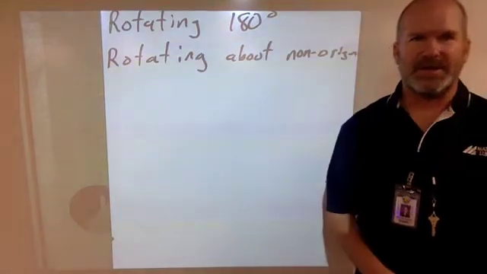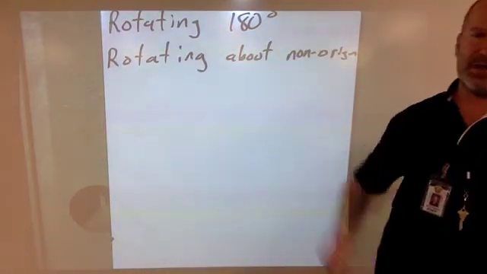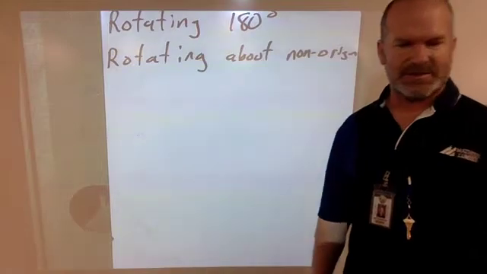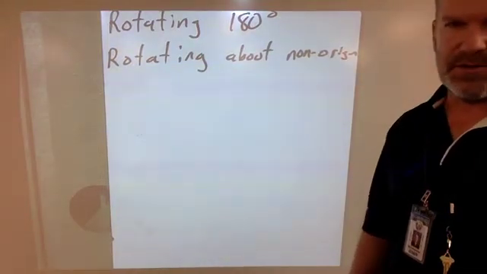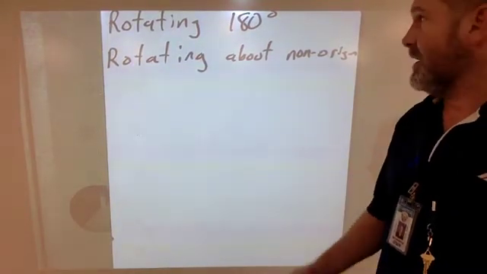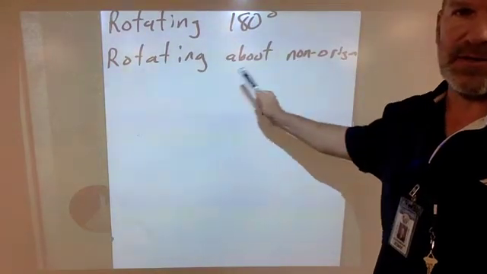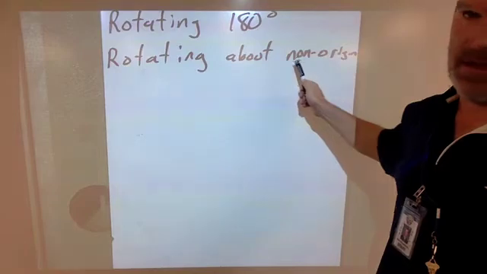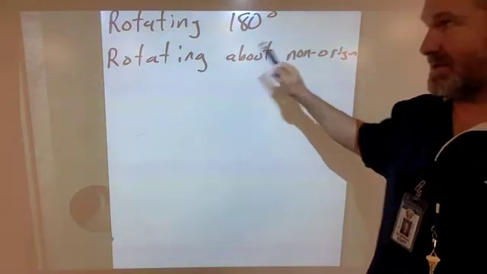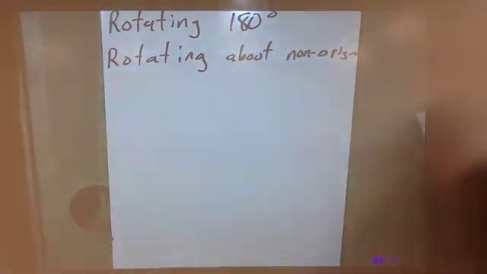Two things to focus on today. Rotating 180 degrees, which we've already talked about, so this will be kind of like review, but I want to show you a trick with coordinates. And then rotating about a point that is not the origin, rotating about non-origin. This is kind of tricky, so I'm going to spend most of my time on this second one. So let's knock this first one out of the way.